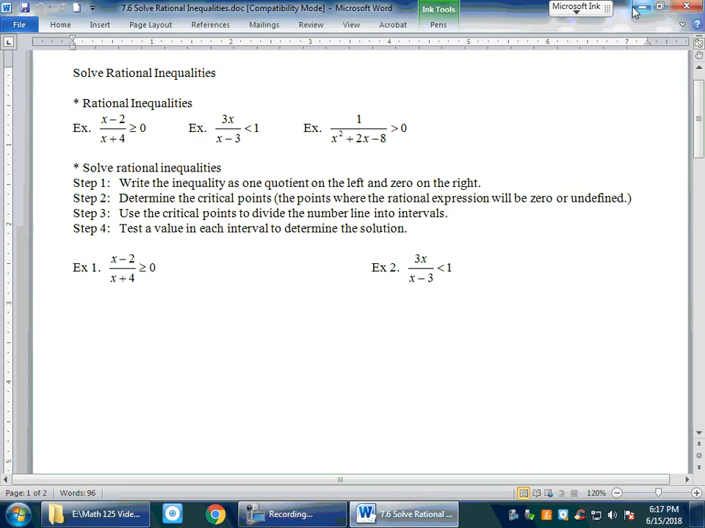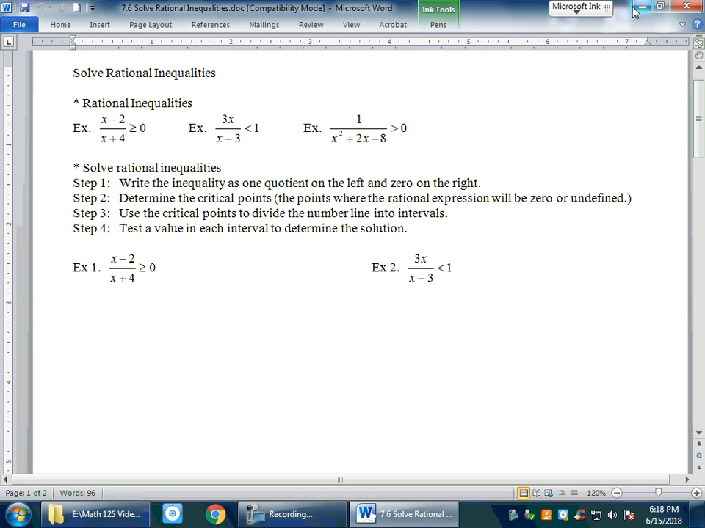7.6 Solving rational inequality. Solving rational inequality is very similar to solving polynomial inequalities. In this case, we need to find the zeros and the undefined values, which form our critical points. The very first thing you need to do is rewrite the inequality into one quotient on the left hand side and a zero on the right hand side. Then you find the critical points.